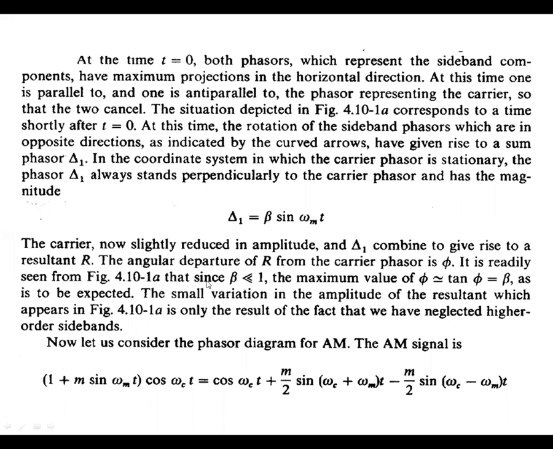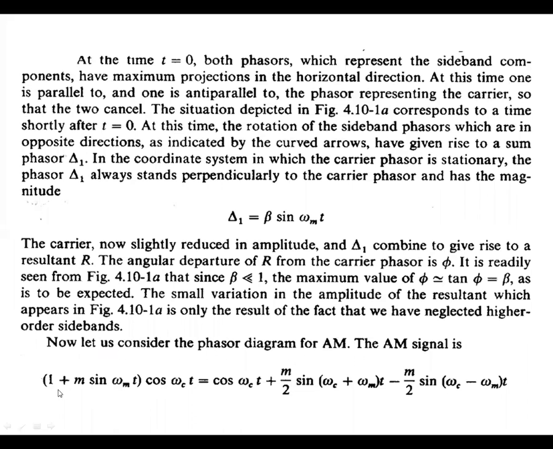Since beta is far less than 1, the maximum value of phi is equal to tan inverse beta, which is approximately beta. The small variation in the amplitude of the resultant which appears in the figure is only the result of the fact that we have neglected higher order sidebands. Now let us consider the phasor diagram of AM.